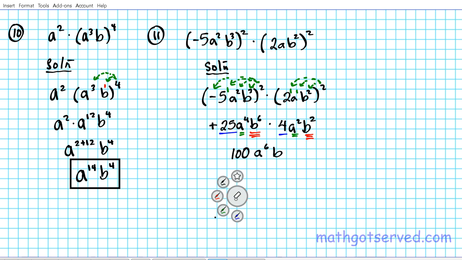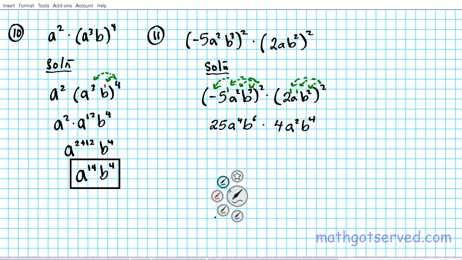This is supposed to be, all right, so let's go ahead and multiply that out. So we're going to have negative 5 raised to the second power is just going to be positive 25. And then we have a to the 2 times 2, which is 4, b to the 3 times 2, which is 6. That multiplied by 2 to the second power is 4. A to the second power, b squared to the second power is b to the 4th power.